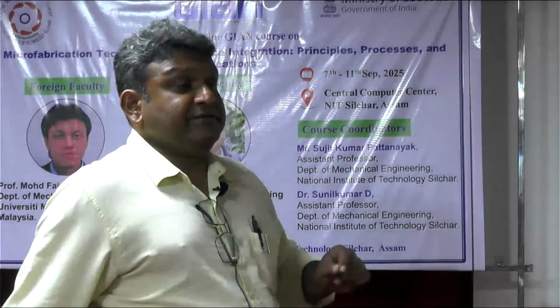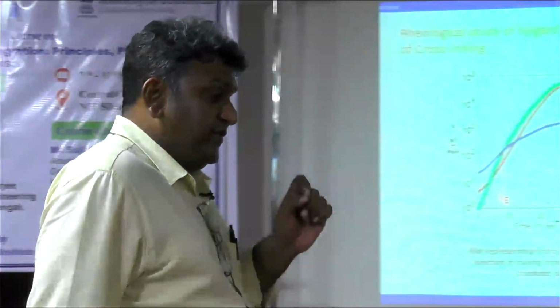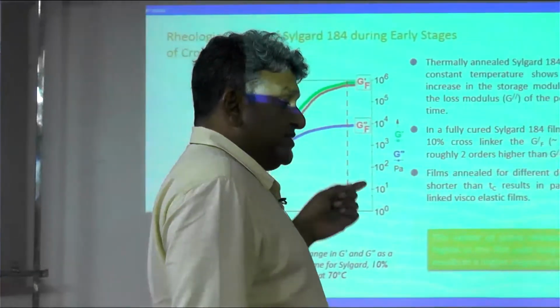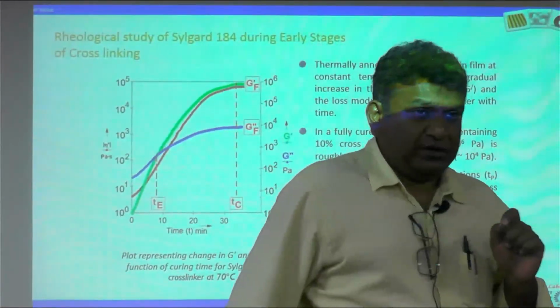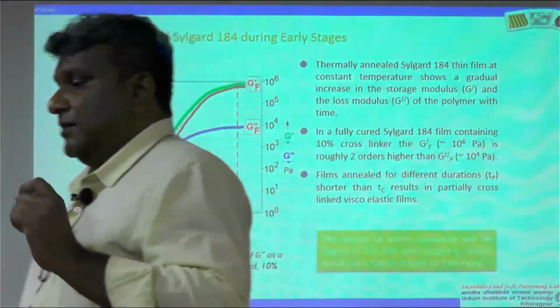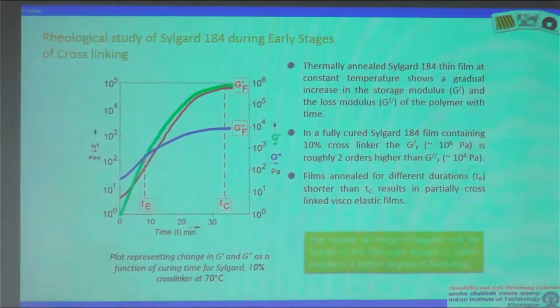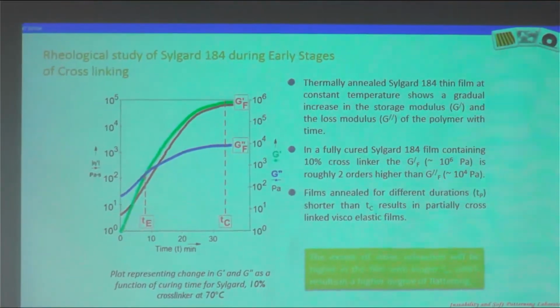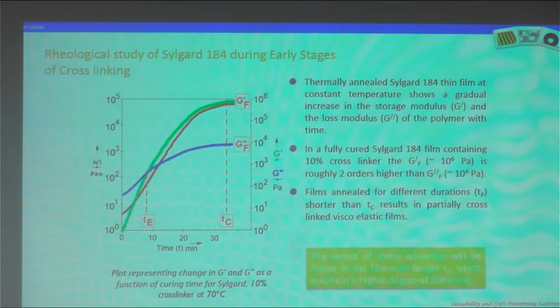How did we do it? We used the physics of the material Sylgard 184 that we talked about. What did I say? That it comes in two parts, part A and part B. Initially it's a liquid, a high viscosity liquid. And then when you do a thermal annealing, it transforms into an elastic solid. So there are two states. Initially when you start, it's a liquid, which means it's a viscous material. After the annealing is done, it transforms into an elastic material.